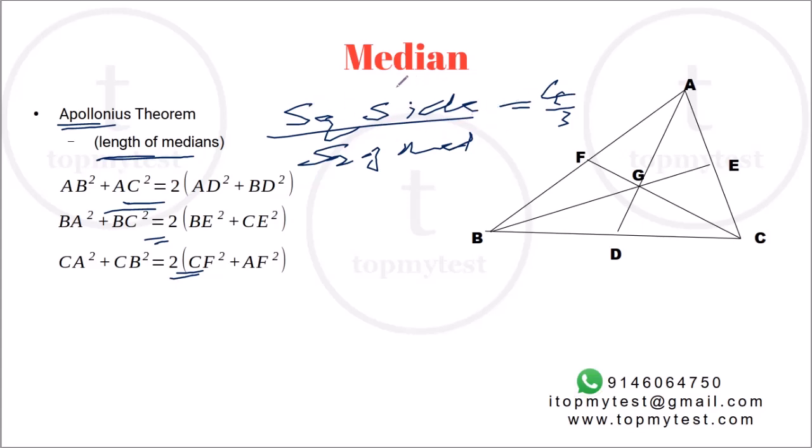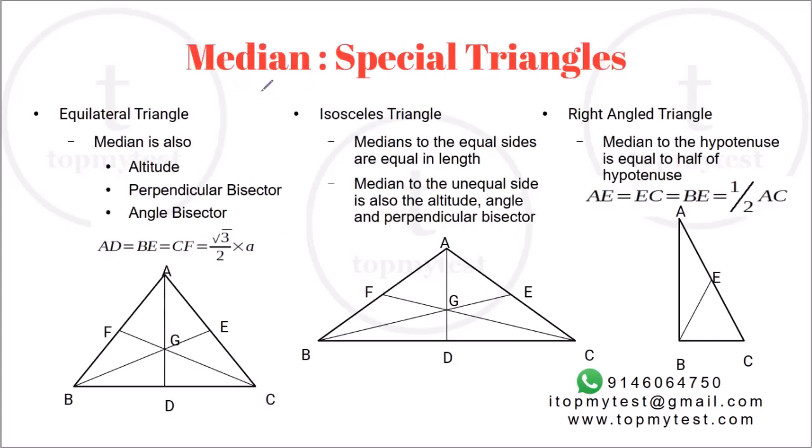More importantly, in median, what you should know is how to apply it to special triangles. There are three special triangles, because as we discussed earlier, if you get any of these three triangles, you will decrease the difficulty level of the question by at least 50%. If it's an equilateral triangle, basically it becomes a sitter, right? If it is an isosceles triangle or a right angle triangle, the difficulty level of the question becomes half.